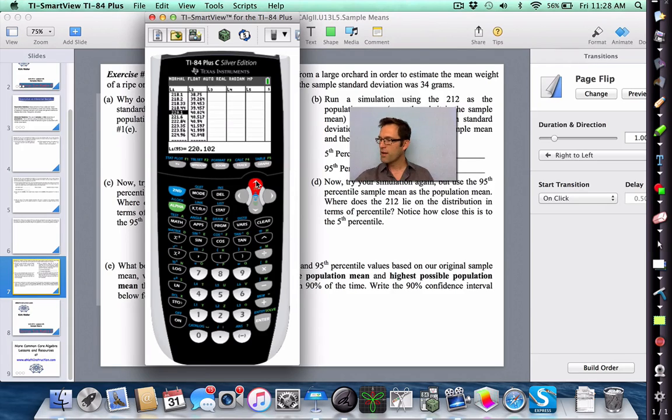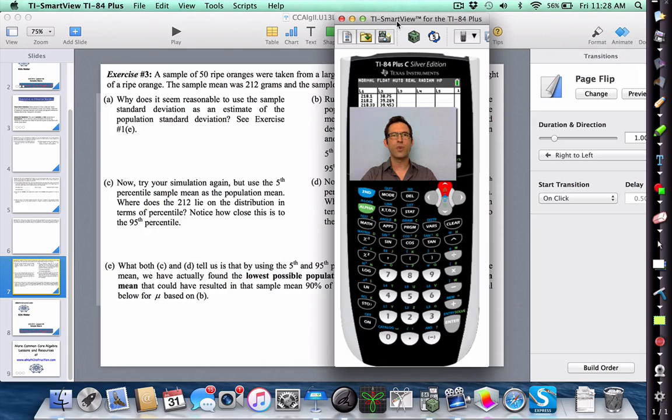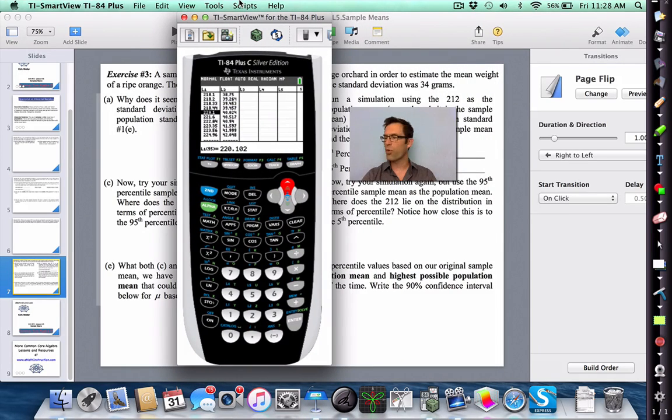96, 95, and our 95th is 220.102. So again, understand this. If we had a population with a mean of, what was our mean? A mean of 212 and a standard deviation of 34, we would expect a sample of size 50 to show up at 205.438, 5% or less of the time, and we'd expect a mean of 220.102 or greater to show up only 5% of the time.